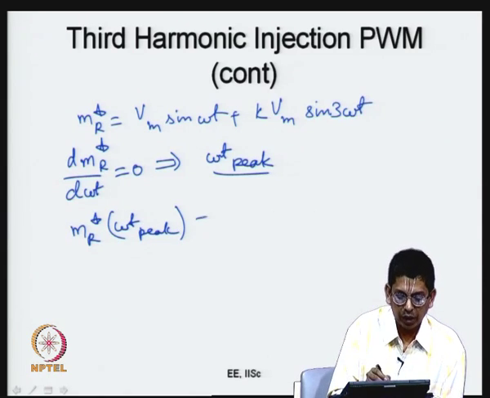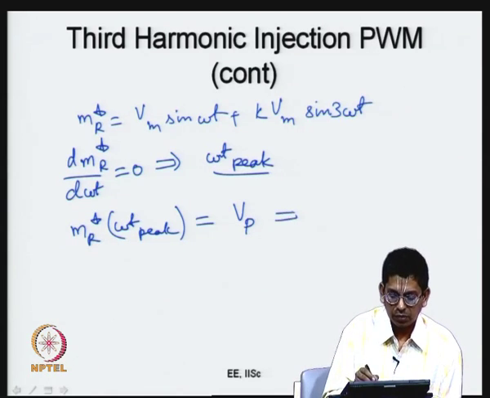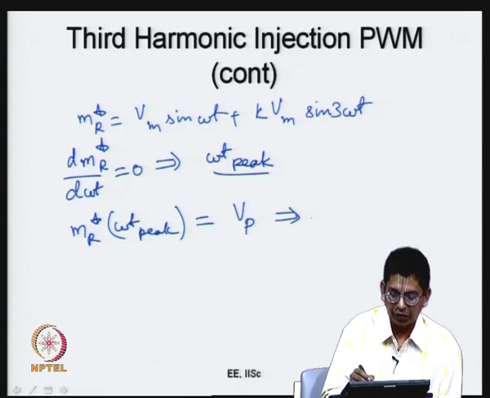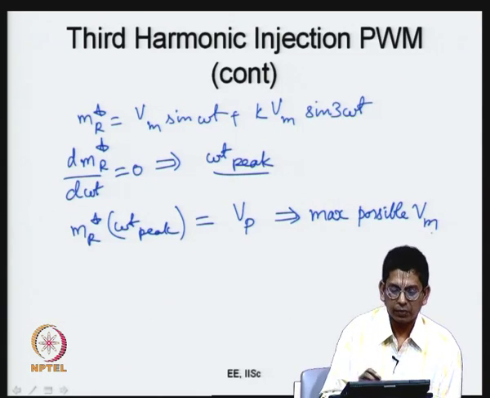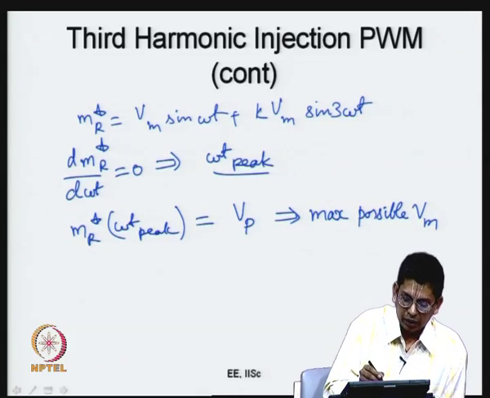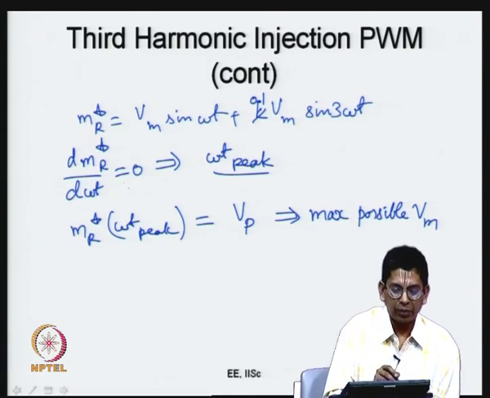This maximum value can be all the way up to V p. So, this will tell you how much is the maximum possible V m for a particular value of k. For example, let me say I take this k as 0.1 and I go about this analysis. I say 0.1 sin 3 omega t. What do I do? d by d omega t of mr star is equal to 0.